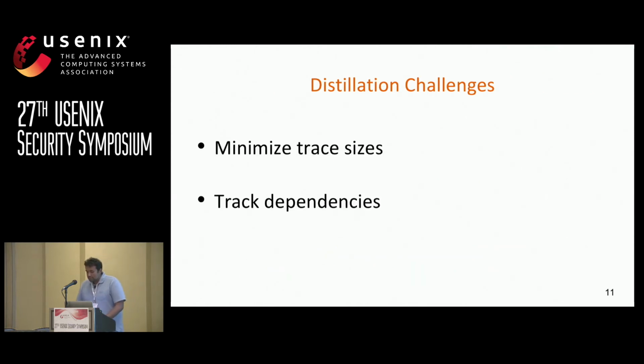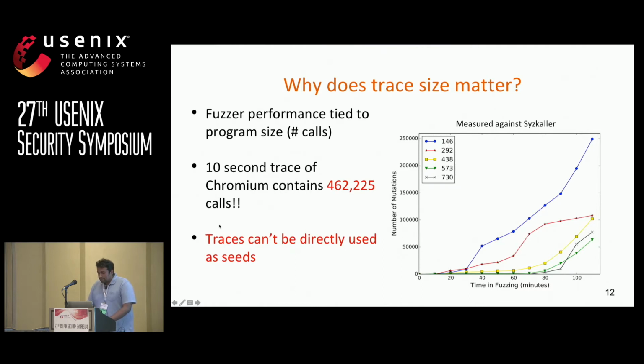So with this in mind, there are two challenges we need to address in order to perform efficient trace distillation. We need to be able to reliably minimize the trace size while also tracking the system call dependencies so that their behavior is preserved. But before proceeding, I'd like to describe in more detail why we choose to minimize the traces. In our experiments with Syzkaller, which is our target OS fuzzer, we found that when we used seed programs that had more and more calls, the fuzzer's performance got worse. By performance, I mean the number of mutations, program executions, as well as programs generated.